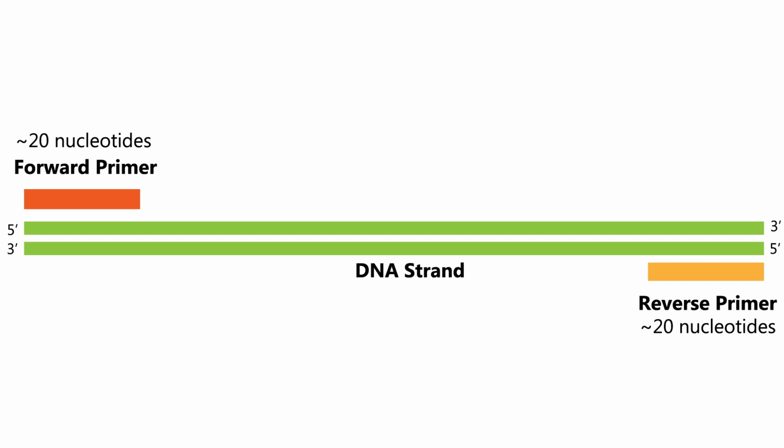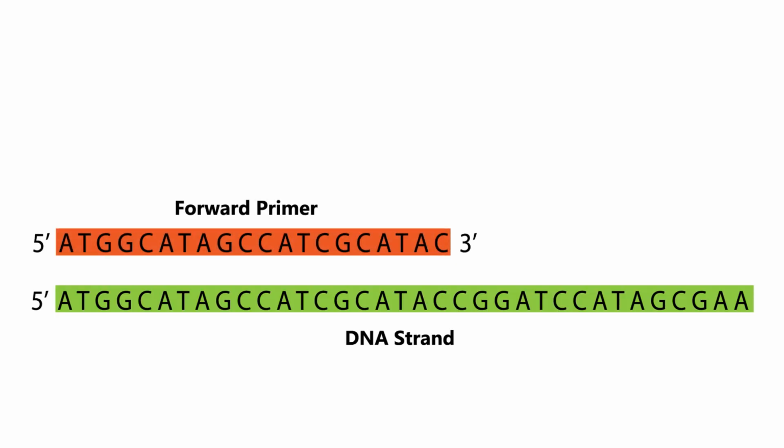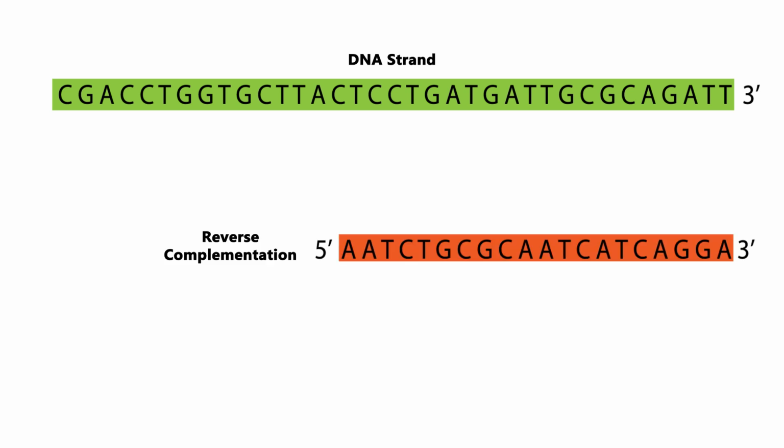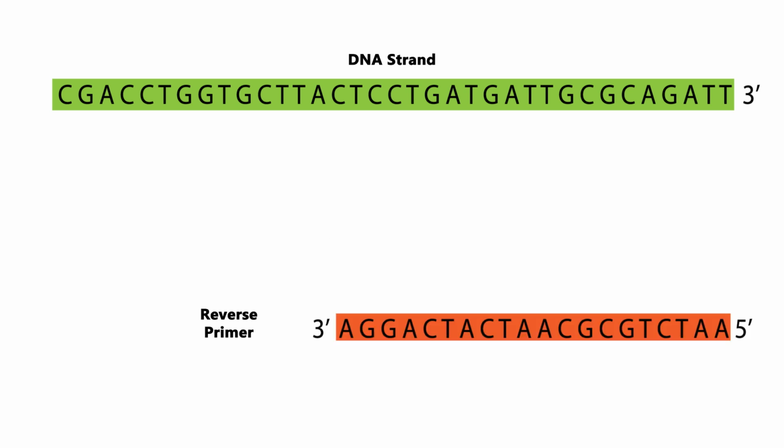Third, we have primers. Primers are short sequences of nucleotides, generally about 20 nucleotides long. There are 2 types of primers in a conventional PCR reaction, the forward and the reverse primer. When designing a forward primer, the sequence of the forward primer is the exact copy of the 5' to 3' DNA template. But when designing a reverse primer, the sequence of the reverse primer must be the reverse complement of the 3' to 5' DNA template.